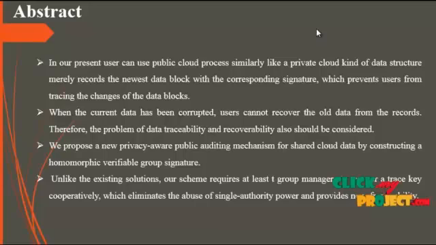We propose a new privacy-aware public auditing mechanism for shared cloud data by constructing a homomorphic verifiable group signature. Unlike the existing solution, our scheme requires at least T group managers to recover a trace key cooperatively, which eliminates the abuse of single authority power and provides non-frameability.